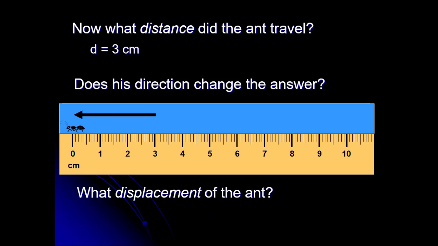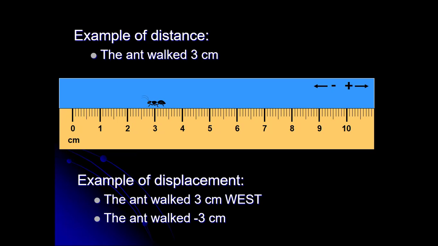Now, displacement is a little bit different. The magnitude of our displacement is the same. He still travels 3 centimeters, but he's going in the opposite direction. So our displacement is going to be negative 3 centimeters. So again, here's that difference. Our ant is walking 3 centimeters. But when we talk about displacement, we have to include that he's going a negative 3 centimeters, or 3 centimeters to the west.